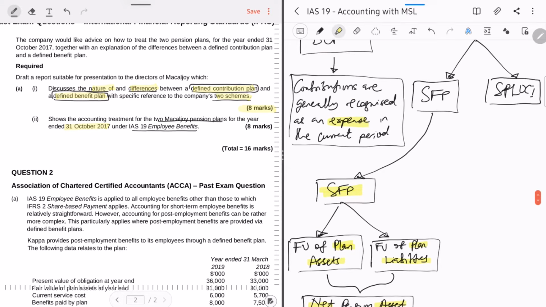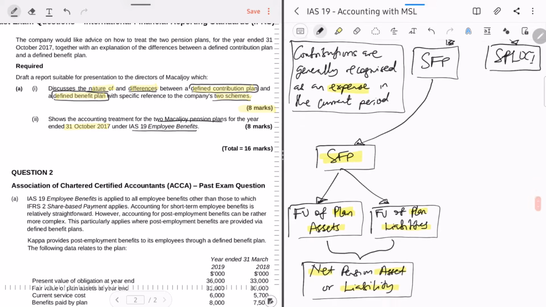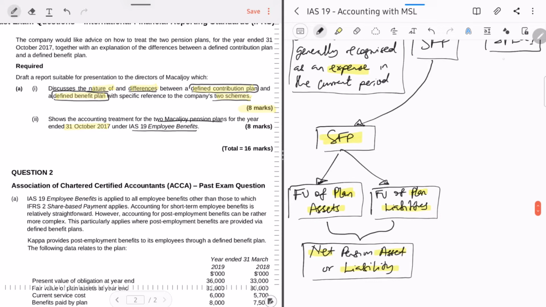What goes to the income statement or the P&L? Here, we have one portion. So here, one portion goes to the statement of profit or loss. Another portion goes to other comprehensive income. What goes to profit or loss is essentially what? Your expenses, really. So what do I mean by expenses?